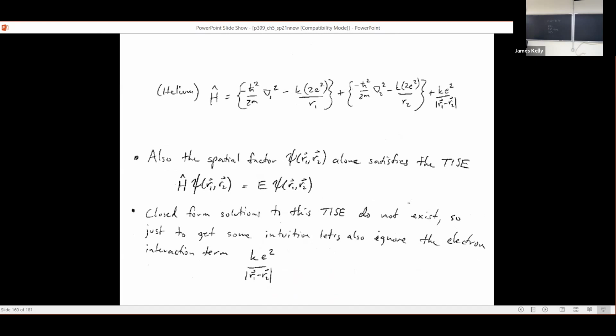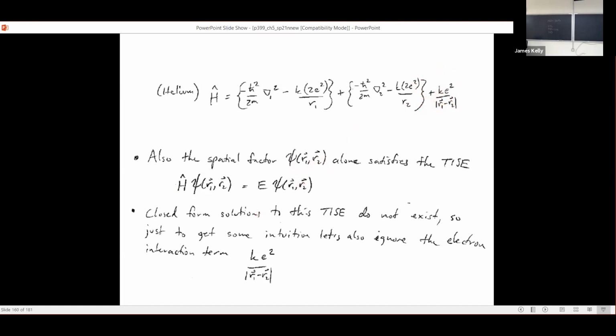Now, when you separate out variables here, you can separate out the spatial part and the spin part. In this case, the Hamiltonian doesn't depend on the spins at all. So when you separate out the spin part from the spatial part, you find that the spatial one satisfies the full time-independent Schrodinger equation that just has to do with the spatial state. And the problem with this is this last term here. Nobody knows so far how to find any analytic solutions. The only hope we have is numerical solutions if you include this electron-electron interaction term.